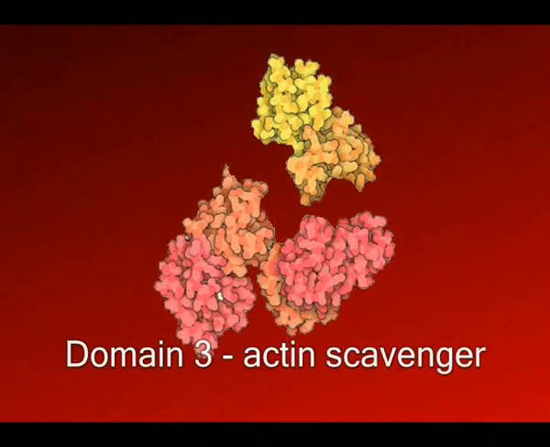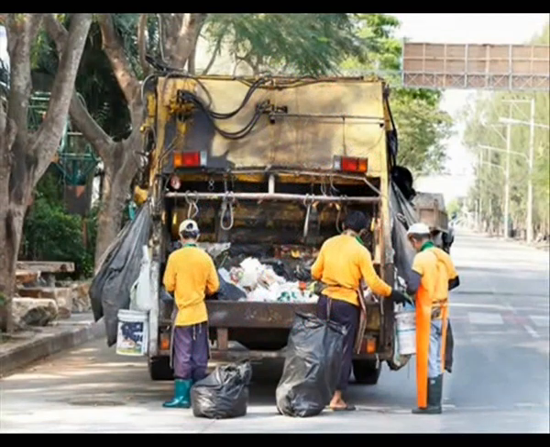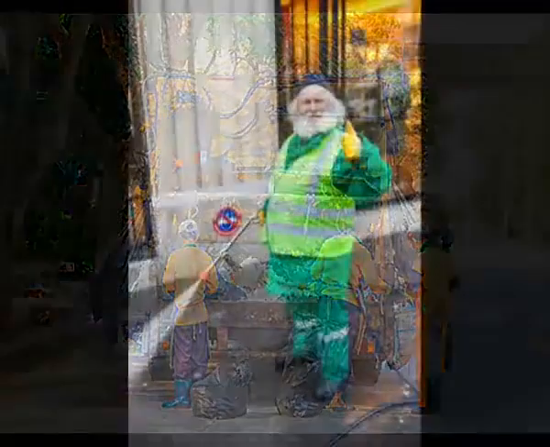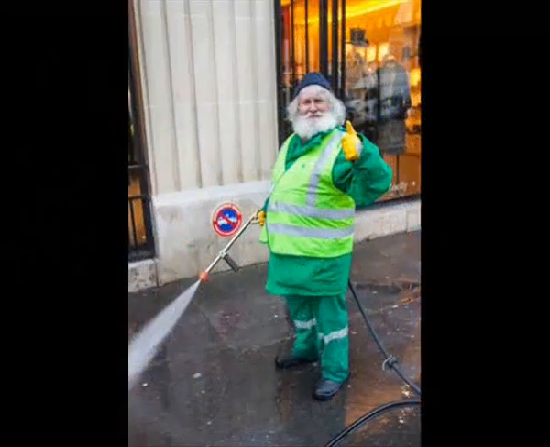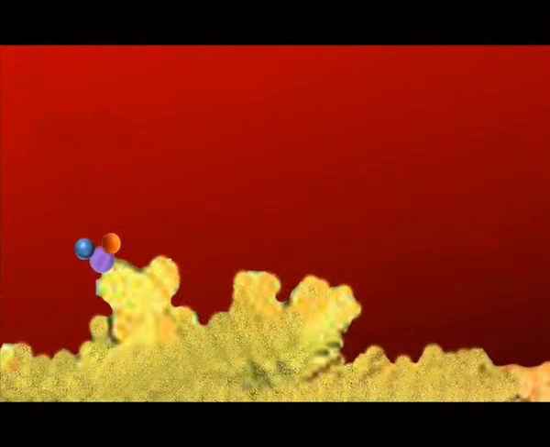Domain 3. Actin scavenger. The third domain on vitamin D transport protein is an important part of the plasma actin scavenger system and operates like a refuse collector and transports toxins to the liver so that they can be eliminated from the body. On this third domain, we find 3 sugars required to activate our immune cells.